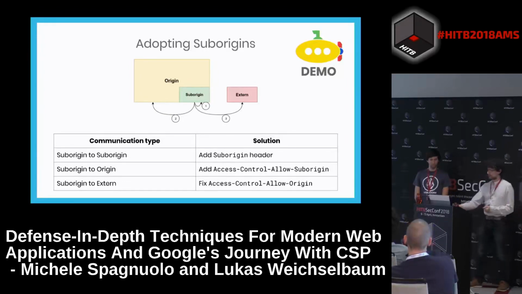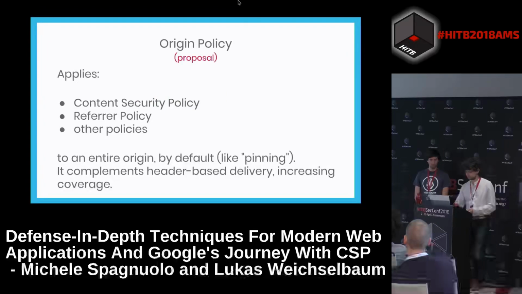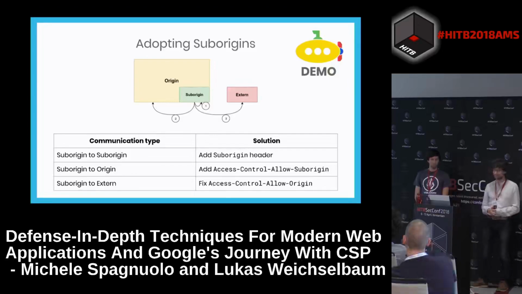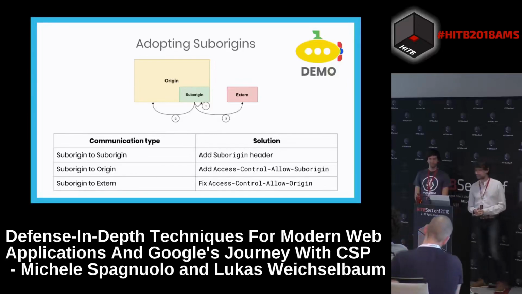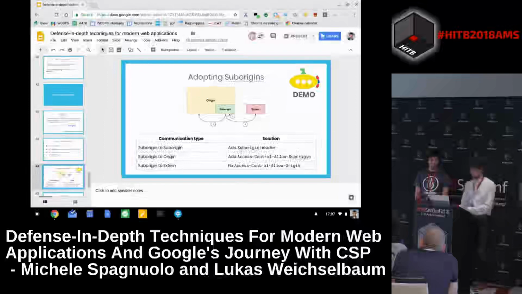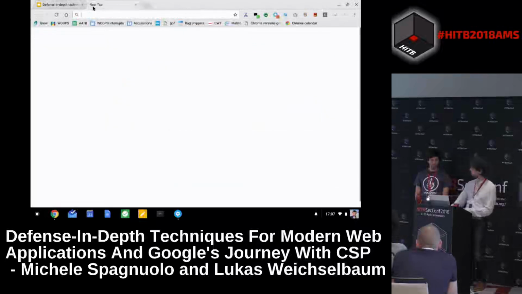So here I would like to demo a Chrome extension that we created, an intern in our team, Elena Ionescu, called the Sub-originator. That's good for testing and prototyping suborigins. So basically it says if the website you're testing would work out of the box with suborigins or if it needs modifications and which ones.